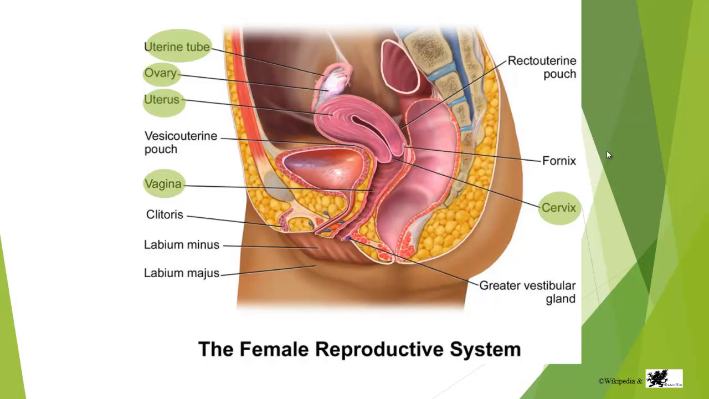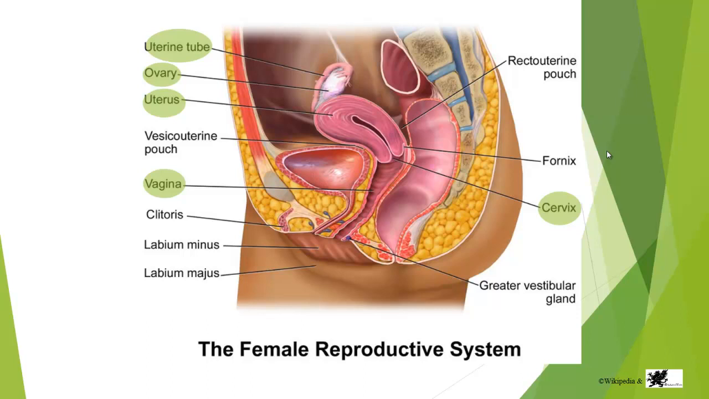Okay, the next part we're going to talk about here is the vagina. The vagina is a canal that joins the cervix to the outside of the body. The vagina receives the erect penis, allows uterine secretions to exit, and provides an opening for the fetus during birth. The vagina is also known as the birth canal.